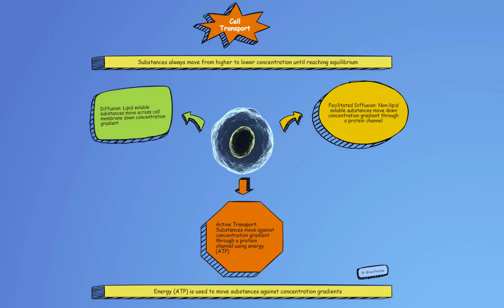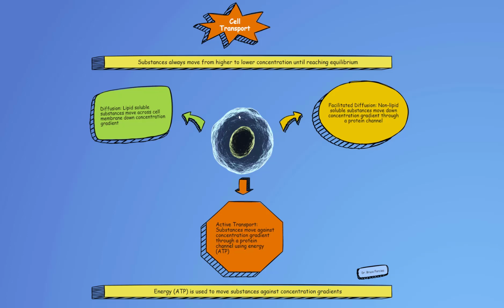So this week's short topic video will be on cell transport mechanisms. I made this little infographic here to help you remember and understand some of the cell transport mechanisms. So the first thing you want to know is that substances always move from higher to lower concentration until reaching equilibrium. In other words, things go from where there is more of it to where there's less of it until there's an equal amount of it on each side of a membrane.